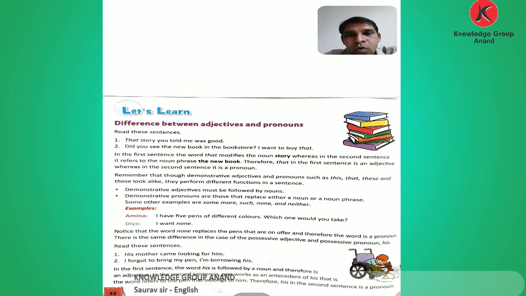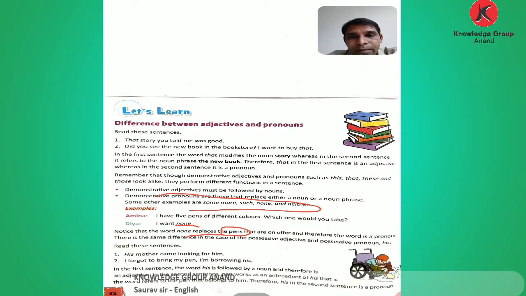Demonstrative pronouns are those that replace either a noun or a noun phrase. The new book. Noun phrase. Book, noun. What is the difference? I am giving the example here. Some other examples are some, more, such, none, and either. See the example: I have 5 pens of different colors. Which one would you take? I want none. Here the word none is used. None replaces the pens. What does none mean? I don't want to buy any pens.